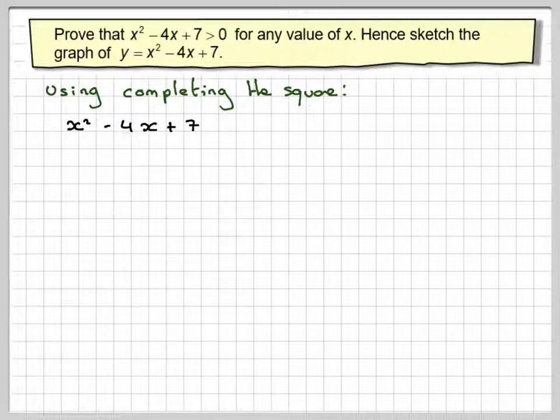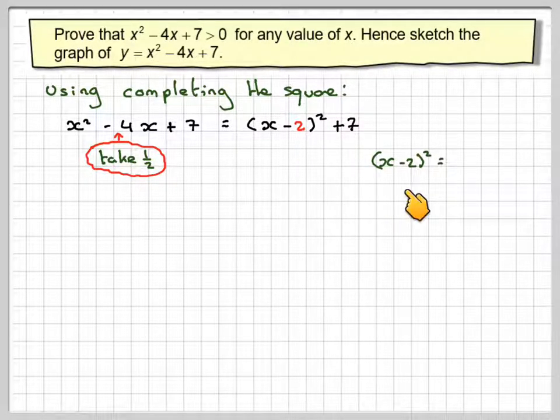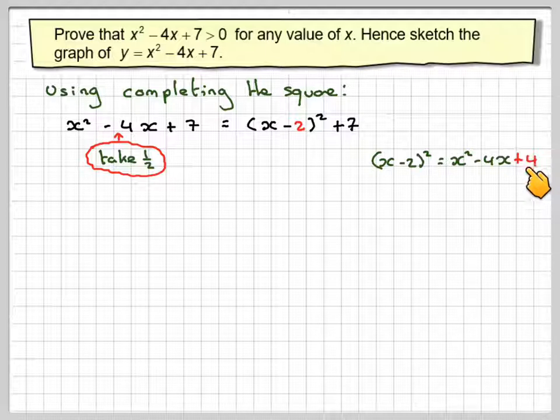So if you look at the minus 4 there, and then take half, so half of minus 4 is minus 2, and now write down that that's now (x minus 2) squared plus 7. But in doing this process, you've added something in. If you expand (x minus 2) all squared, you'll get x squared minus 4x plus 4. So you have actually added in 4 in doing this process.